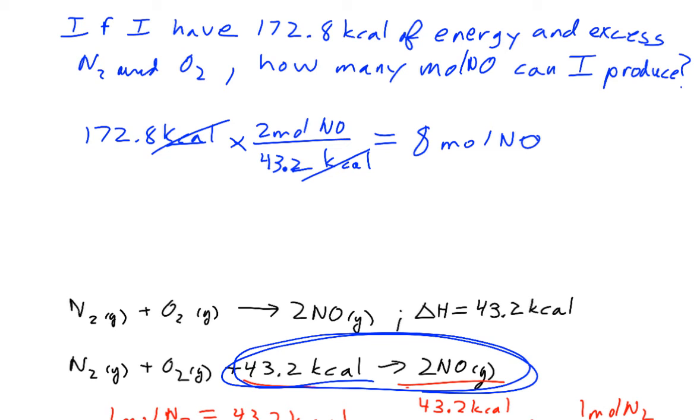So, it was actually 8 moles, right? When I multiplied everything on top, divided through by everything on the bottom, I produced 8 moles of nitrogen monoxide. I can do it the other way, for example.